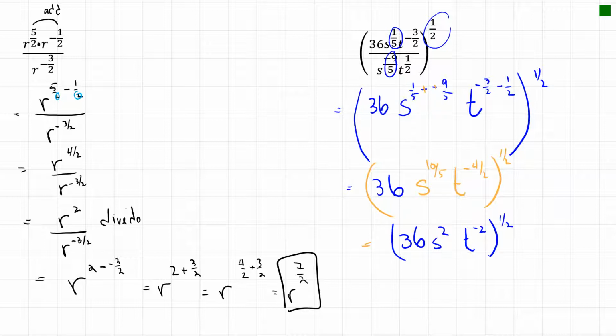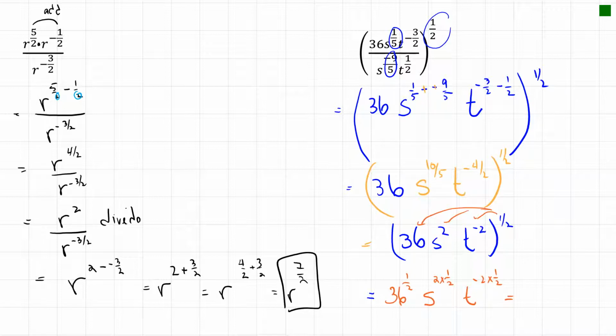And now I'm going to apply this 1 half to each of the terms inside the bracket. First, it's 36 to the half, s to the 2 to the half, so that's 2 times a half, and t to the negative 2 times 1 half, because you have to multiply the exponents.